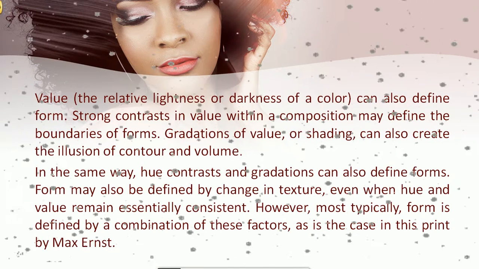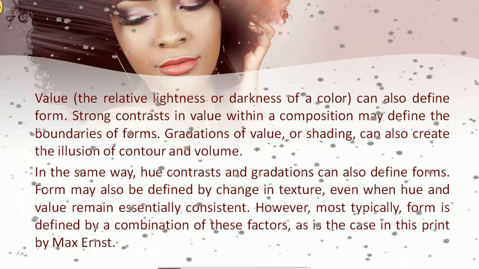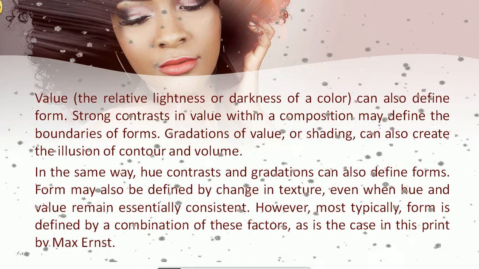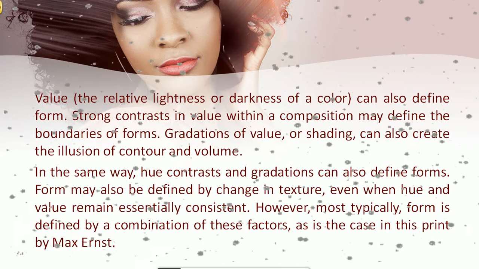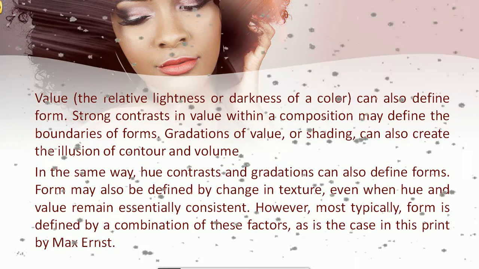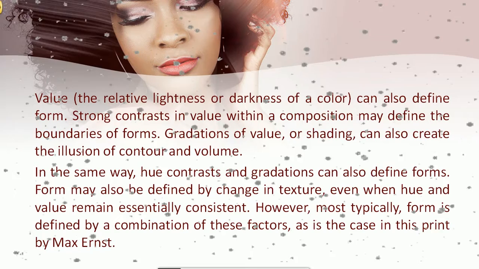Value, the relative lightness or darkness of a color, can also define form. Strong contrasts in value within a composition may define the boundaries of forms. Gradations of value, or shading, can also create the illusion of contour and volume. In the same way, hue contrasts and gradations can also define forms. Form may also be defined by change in texture, even when hue and value remain essentially consistent. However, most typically, form is defined by a combination of these factors, as is the case in this print by Max Ernst.